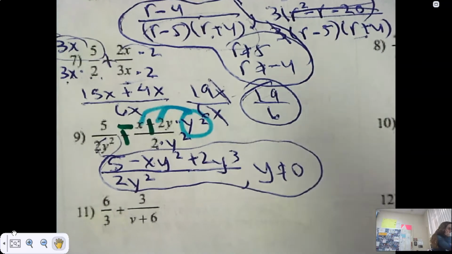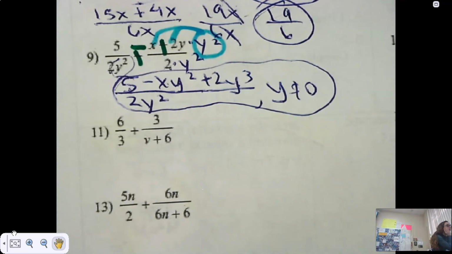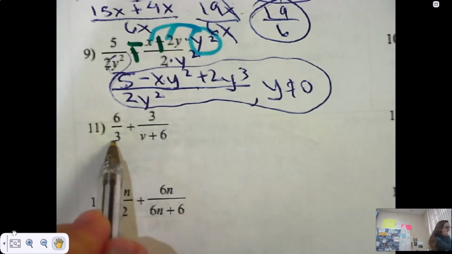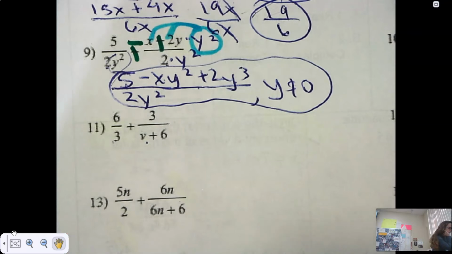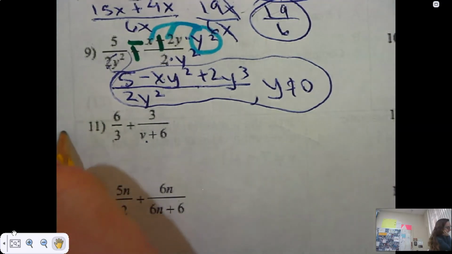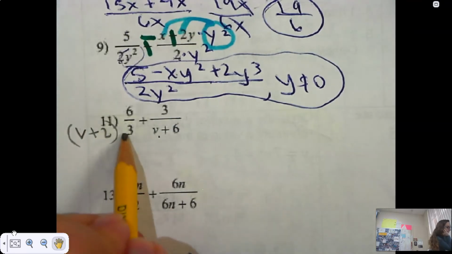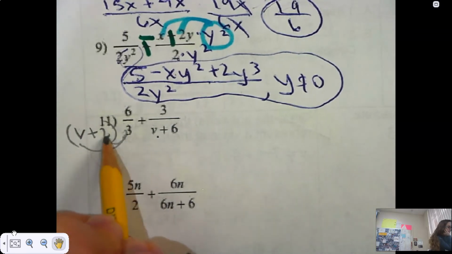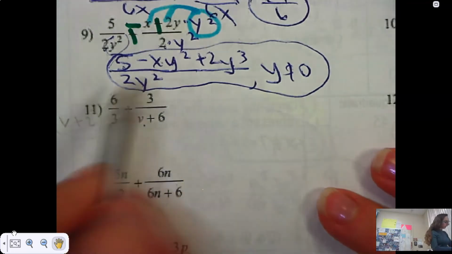It seems not that bad, but it's just gradually getting more and more difficult. So I want you to make sure that you really get the pattern. Okay, I need to make the bottoms the same. So some people go, oh, well, what do I do? Can I just multiply by 3v plus 2? The problem is, then that would be 3v plus 6. So that wouldn't work.